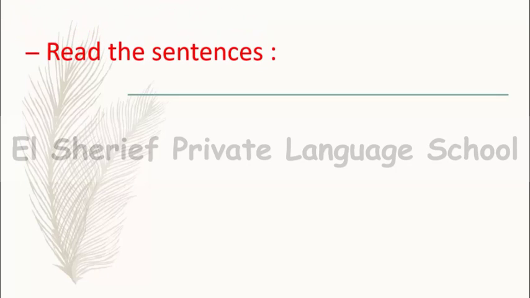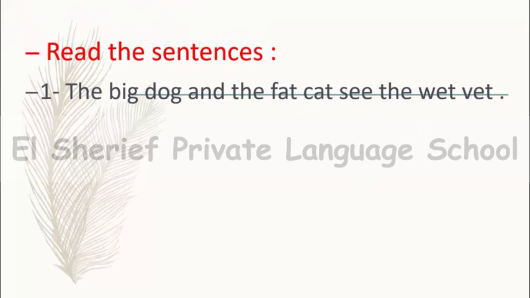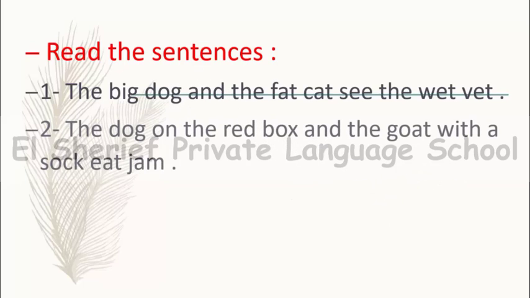Read the sentences. The first sentence: the big dog and the fat cat see the wet vet. Again, the big dog and the fat cat see the wet vet. Sentence number 2: the dog on the red box and the goat with a sock eat jam. Again, the dog on the red box and the goat with a sock eat jam.